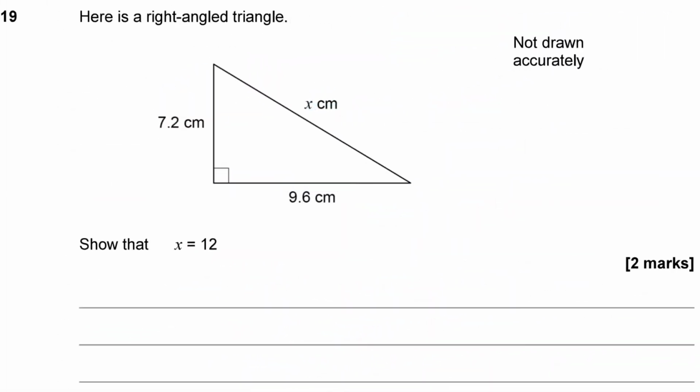Question 19, here is a right angled triangle and we need to show that x is equal to 12. Okay, so we've got two sides of a right angled triangle and we're wanting to find a third side. So clearly we are dealing here with Pythagoras theorem. Pythagoras theorem states that c squared equals a squared plus b squared, where c is the long side and a and b are the two sides.